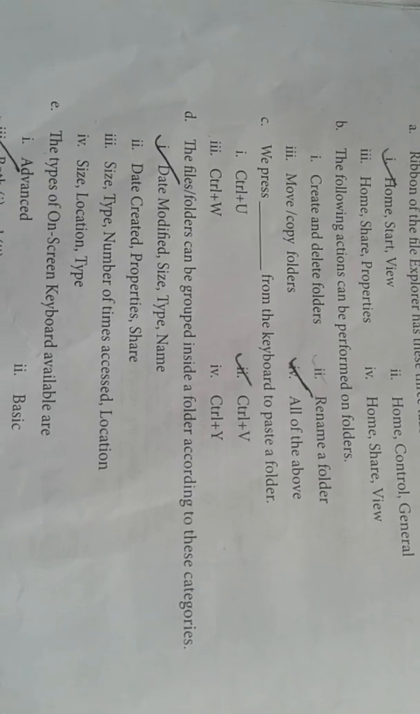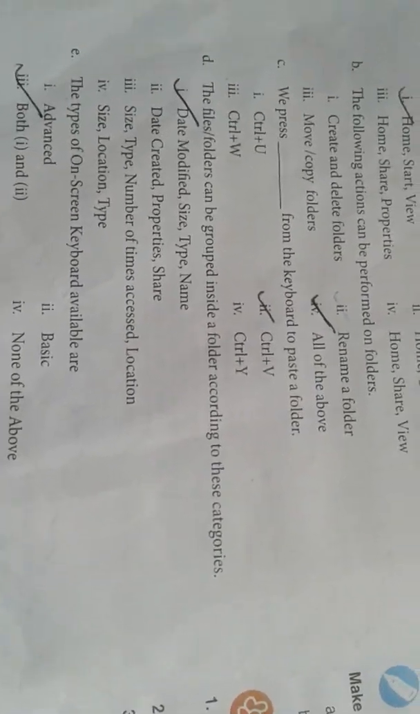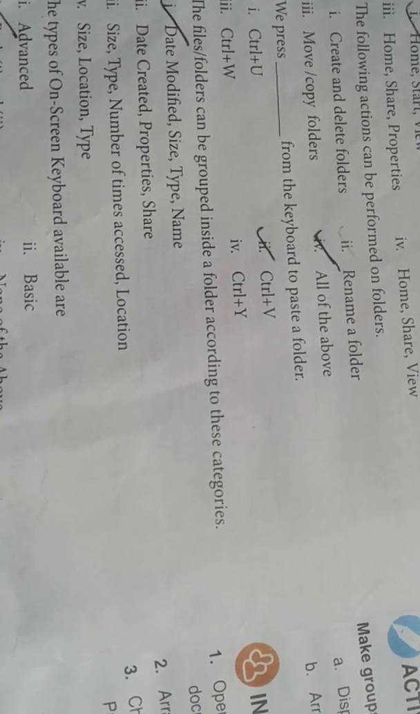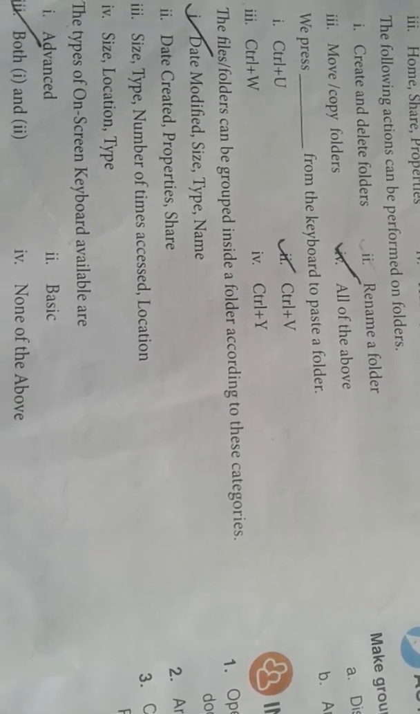If we copy a folder, then if we want to paste a folder, what do we have to press? Control plus U for underline, right? Control plus V for paste, and control plus Y for redo, and control plus W for writing a text.